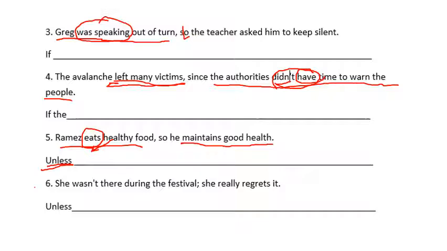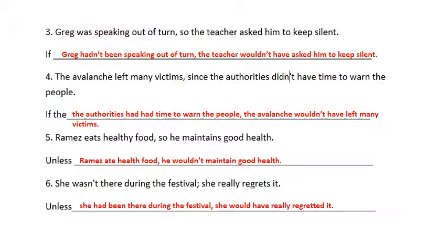She wasn't there during the festival. She really regrets it. Unless meaning if not. Unless she had been there during the festival, she wouldn't really regret it. Unless she had been. We cannot put the two negatives in the same clause. She wouldn't really regret it. Here we can put it in the negative. Here are the answers. Take a very good look at them at your own time. They're all in the PowerPoint slides.